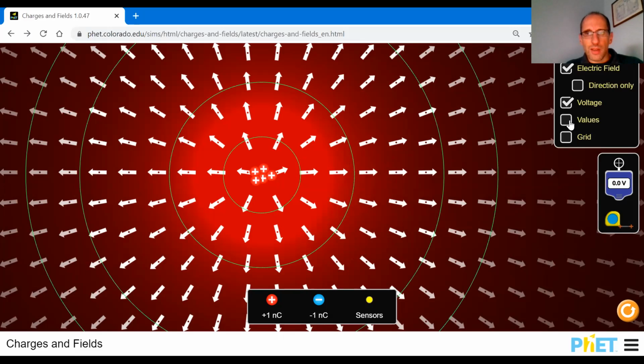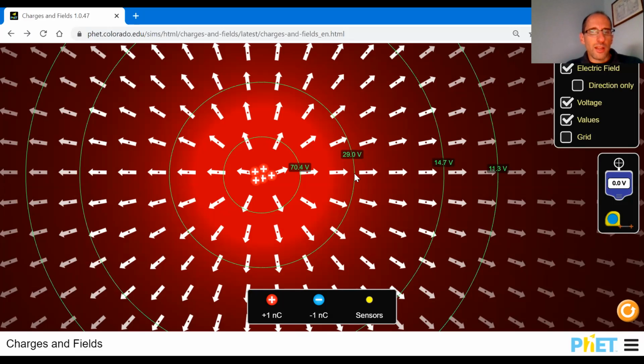And now we can look at some of the values here. So at this equipotential contour, this is 70.4 volts. In other words, 70.4 joules per coulomb all along this equipotential contour. In other words, if you brought a charge to this contour, then its electric potential energy per unit charge would be 70.4 joules per coulomb.